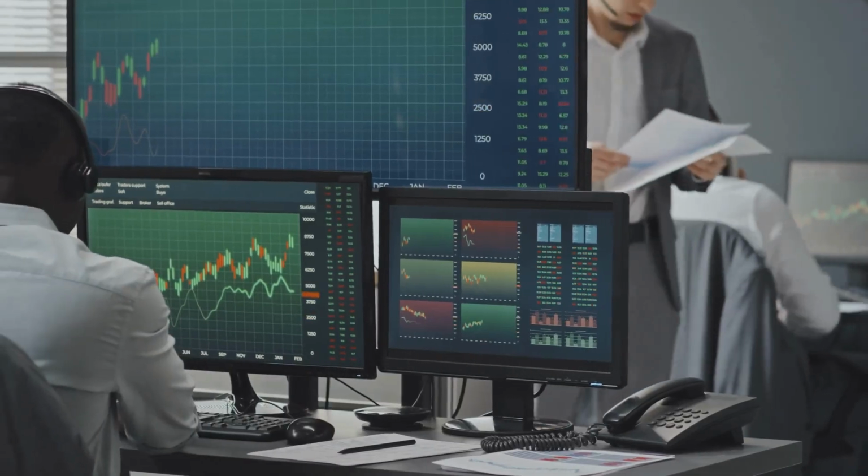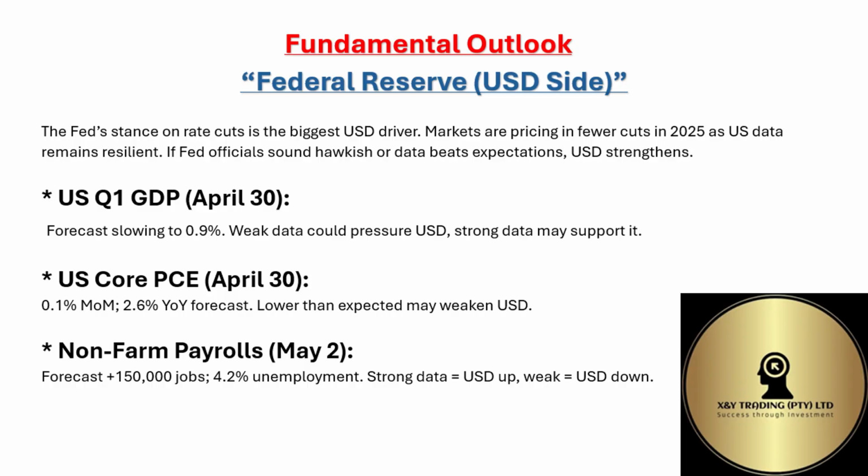Now let's look at the key fundamentals and economic events that could drive EUR/USD in the coming week. On the Federal Reserve or USD side, the Fed's stance on rate cuts is really the biggest driver for the US dollar. Right now, markets are pricing in fewer cuts in 2025 since US data has been pretty resilient. If Fed officials sound hawkish or if the data actually beats expectations, the US dollar tends to strengthen.